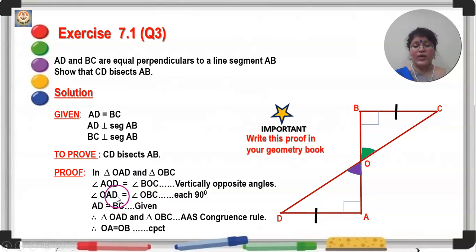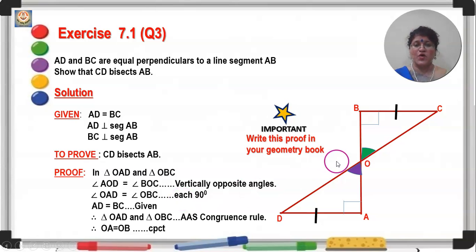Then angle OAD is congruent to angle OBC because each is 90. So this is 90, this is 90. That is why they are congruent. And the third, you know that AD is congruent to BC because it is given.